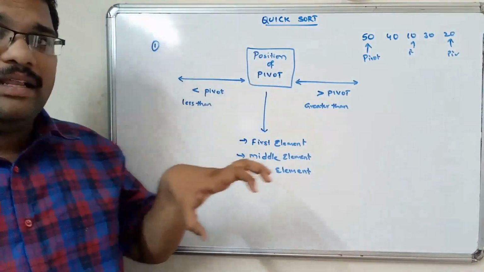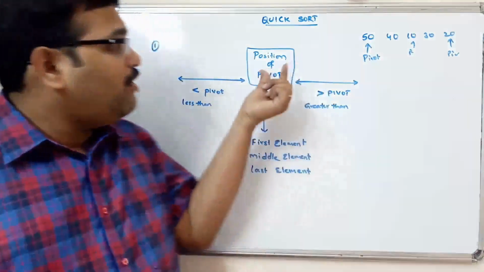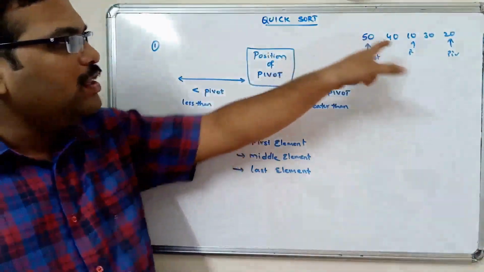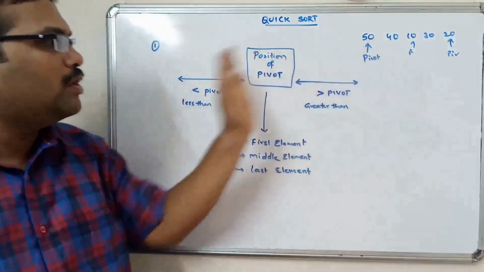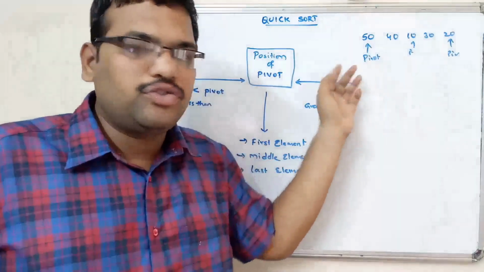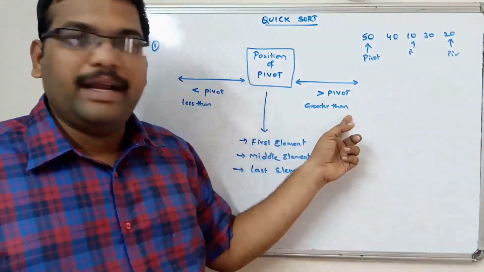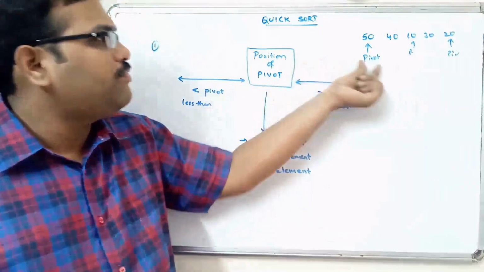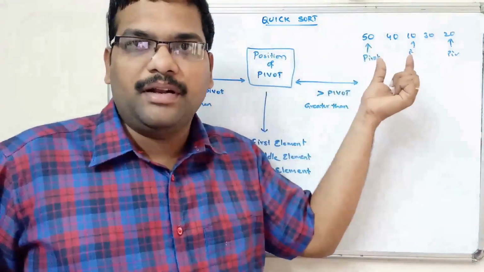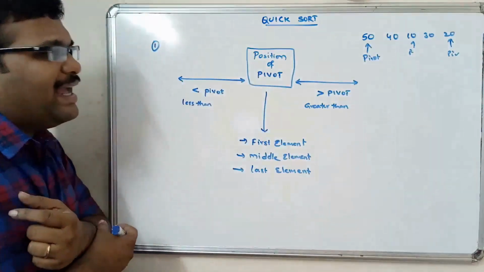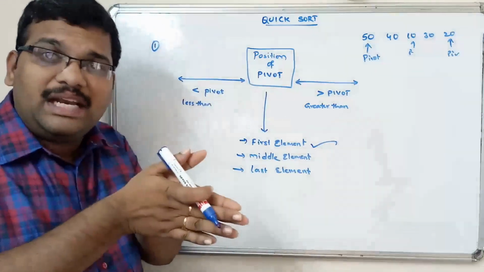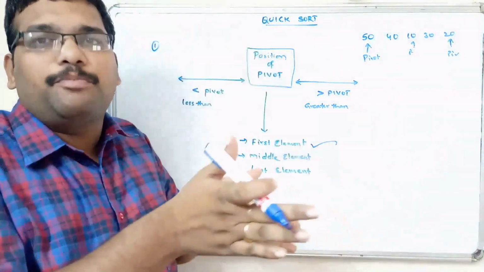After considering the element as a pivot, we have to find the position of that particular pivot such that all the elements which are less than the pivot should be on the left hand side, and all the elements which are greater than the pivot should be arranged on the right hand side. In such a way we have to find the position of the pivot. First we have to consider the pivot element. In our example we will consider the first one. So let us consider the first element as a pivot and find the pivot position.